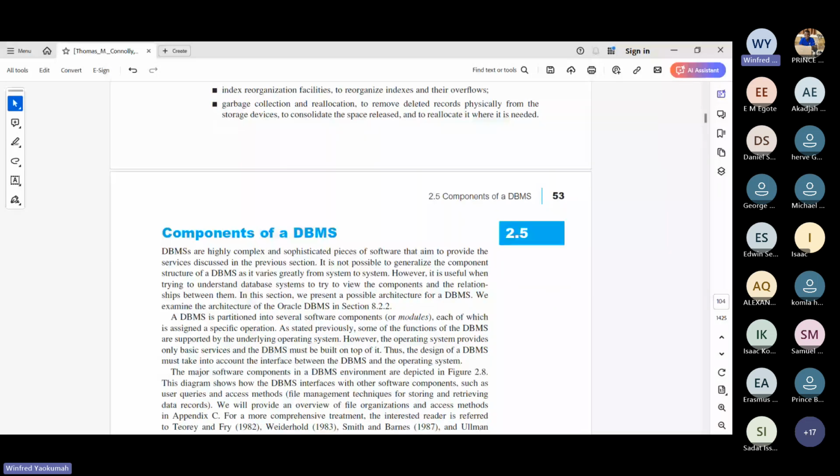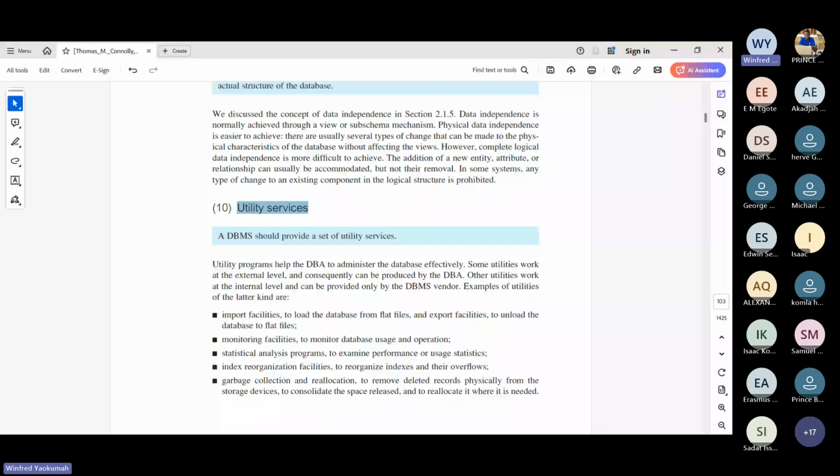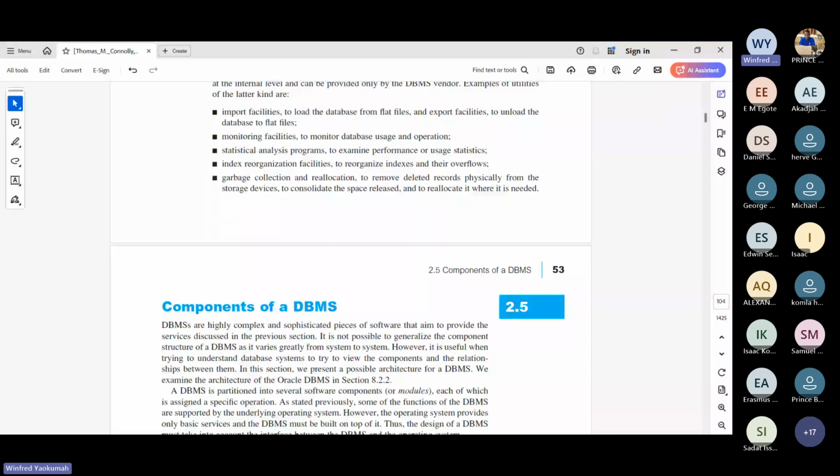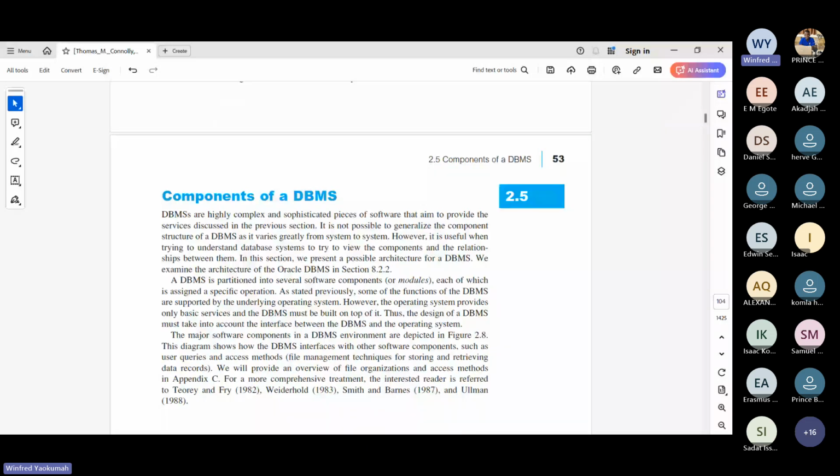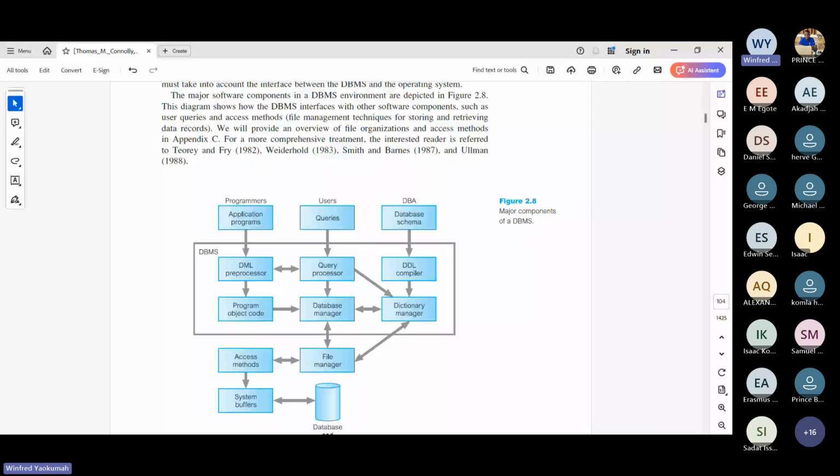Now that we have talked a lot about the functions, it will be a good idea to look at the components of a database management system. This one has a very detailed architecture about the database management system itself, the components. So this first diagram, when you look at this first diagram, it tells you a number of things.